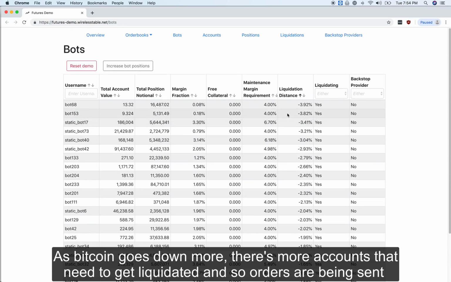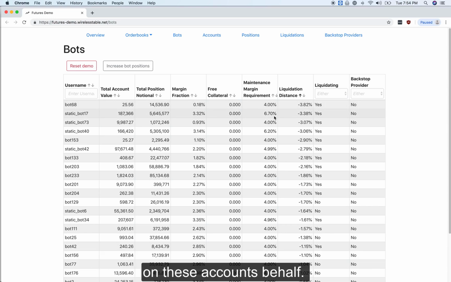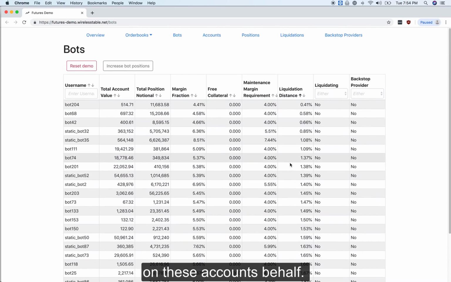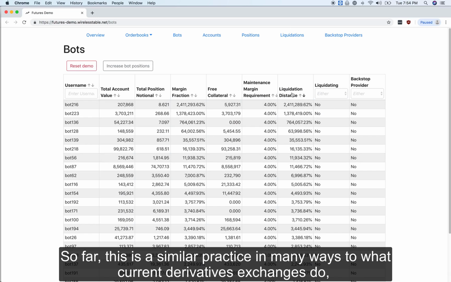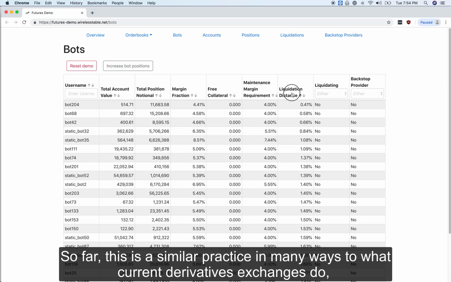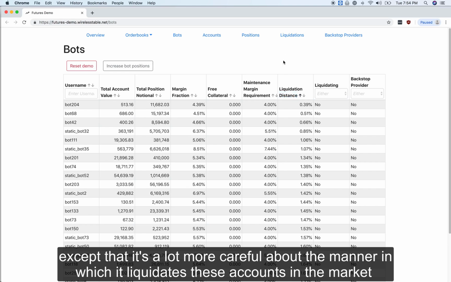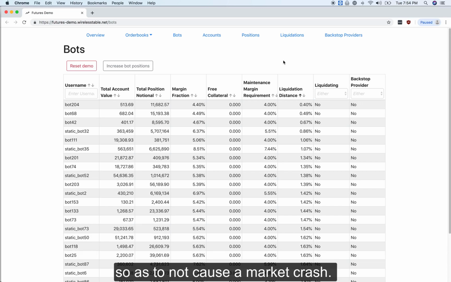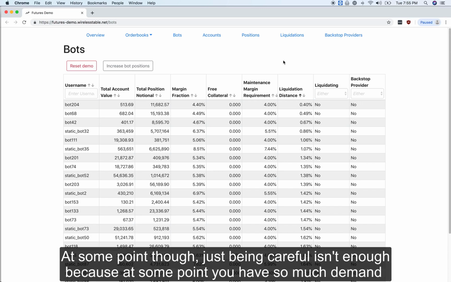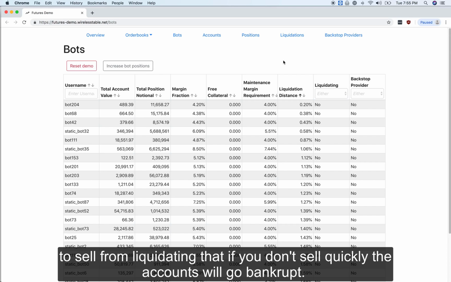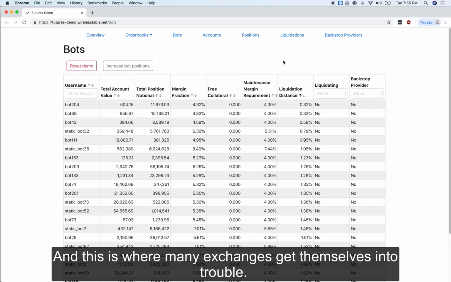As Bitcoin goes down more, there's more accounts that need to get liquidated, and so orders are being sent on these accounts' behalf. So far, this is a similar practice in many ways to what current derivatives exchanges do, except that it's a lot more careful about the manner in which it liquidates these accounts in the market so as to not cause a market crash. At some point, though, just being careful isn't enough, because at some point, you have so much demand to sell from liquidating that if you don't sell quickly, the accounts will go bankrupt. And this is where many exchanges get themselves into trouble.